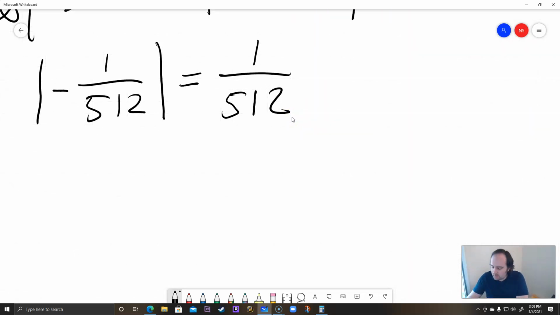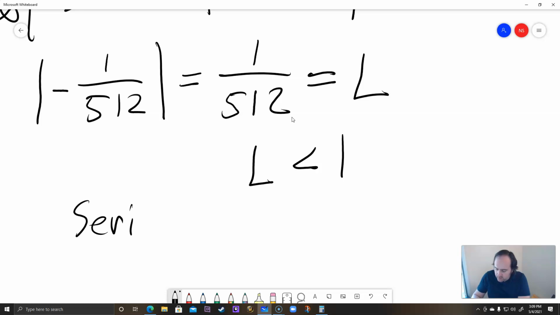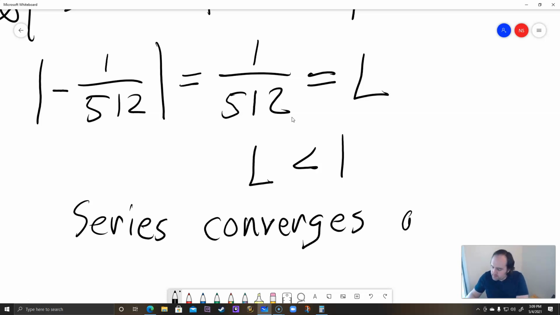Okay, and because 1 over 512 is our limit, and because our limit L is less than 1, that means the series converges absolutely.